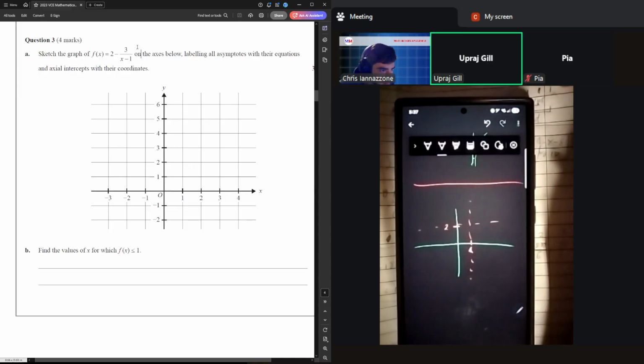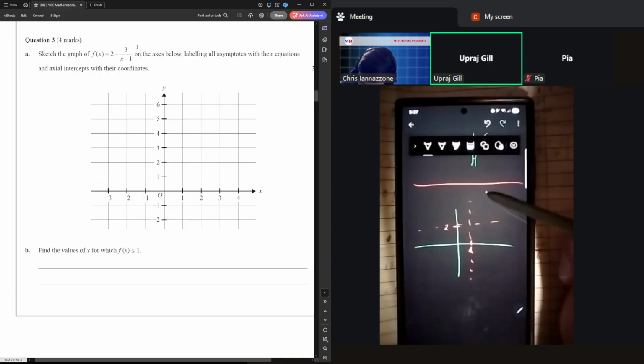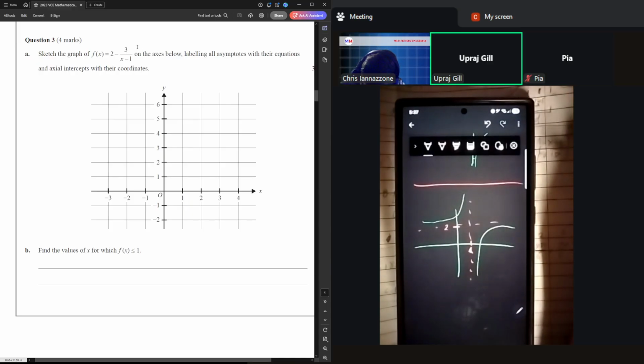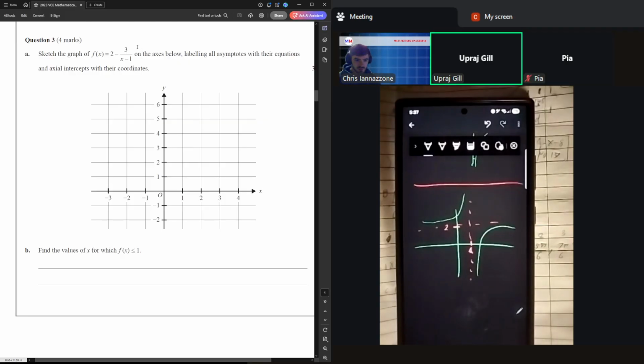And then since it's a negative, there's going to be a curve in the top left and one in the bottom right, and then let me just quickly solve for intercepts.